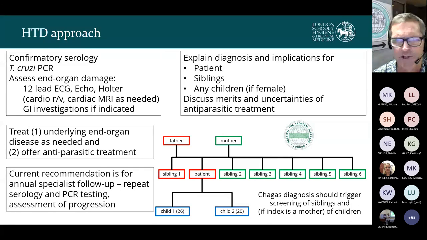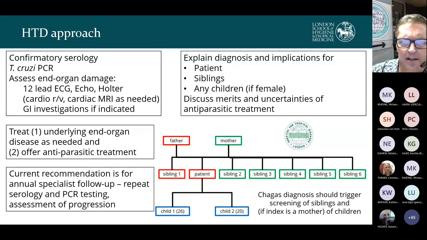I should say that most of our management at HTD is informed by conversations with people who've been doing this for a lot longer in much larger populations, our colleagues in Spain, predominantly in Barcelona, who have immense experience. So all of our patients are now followed up on an annual basis with ECGs and PCR testing.